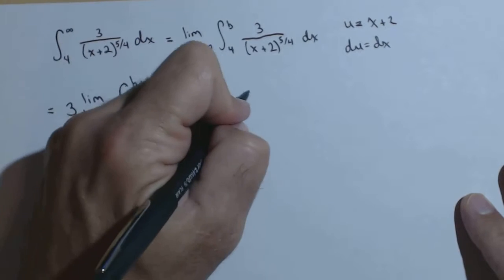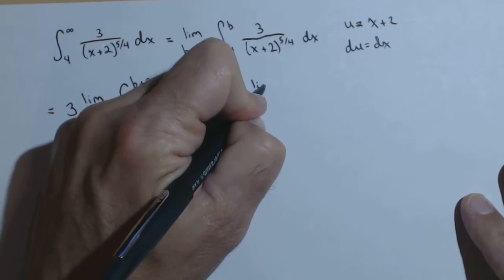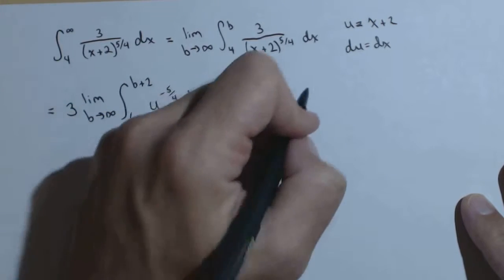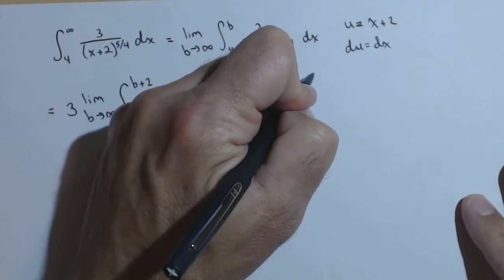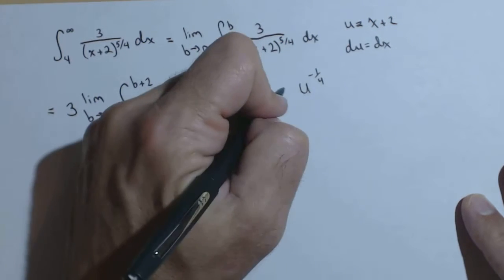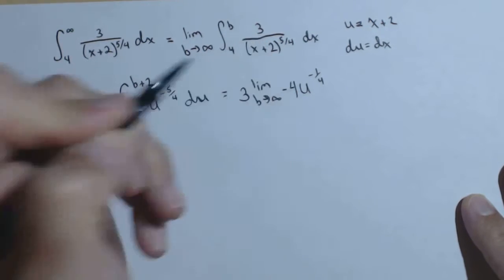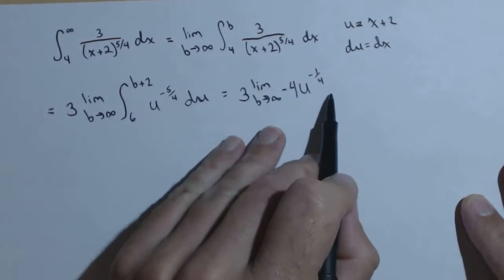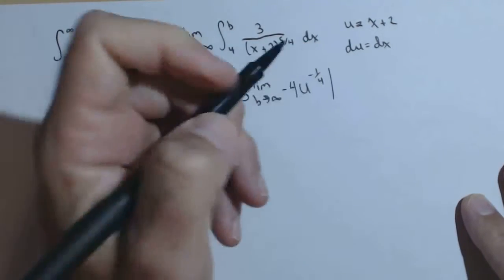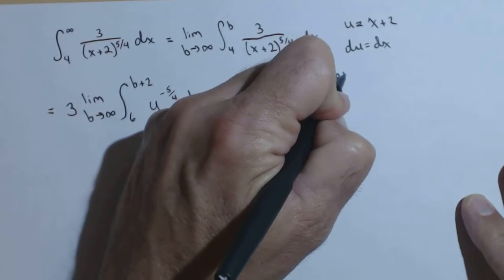Alright, now we're going to do our antiderivative. So we have 3 times the limit as b goes to infinity. The antiderivative, so you add 1, so u to the negative 1/4, and divide by the new exponent. Dividing by negative 1/4 is the same thing as multiplying by negative 4. If you're ever not sure, remember you can take the derivative, you should get back to here. And this is from 6 to b plus 2.